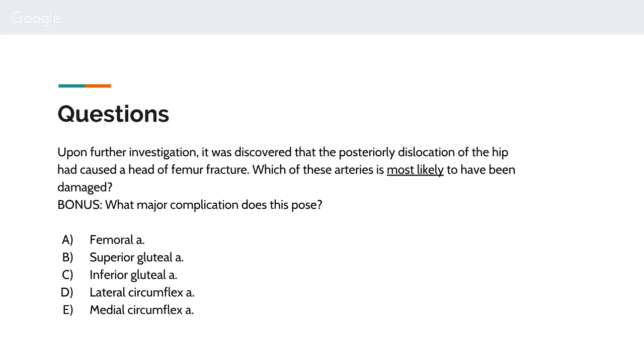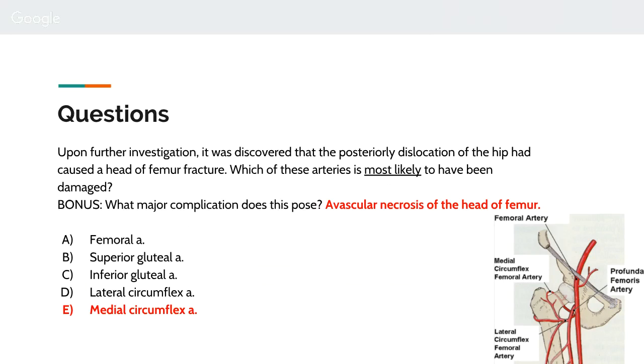Okay, so same guy. Upon further investigation, it was discovered that the posteriorly dislocated hip had caused a head of femur fracture. Which of these arteries is most likely to have been affected? And what major complications does this pose? What's the answer, Grant? E? Yeah? Cool. So it's your medial circumflex artery, and it's avascular necrosis.